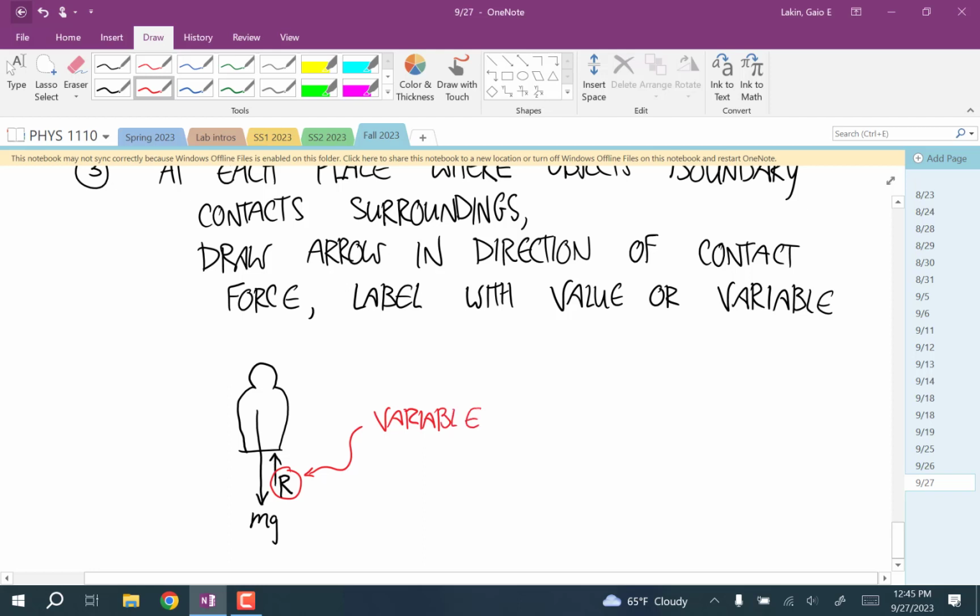All right, well, so there's only two kinds of forces. There's weight, the force applied by gravity, and then there are forces that the surroundings apply to the boundary because of contact. And so wherever those contact forces act, you want to draw that force acting at that point. So yeah, the ground is pushing up on his feet, so that's where I draw that force.